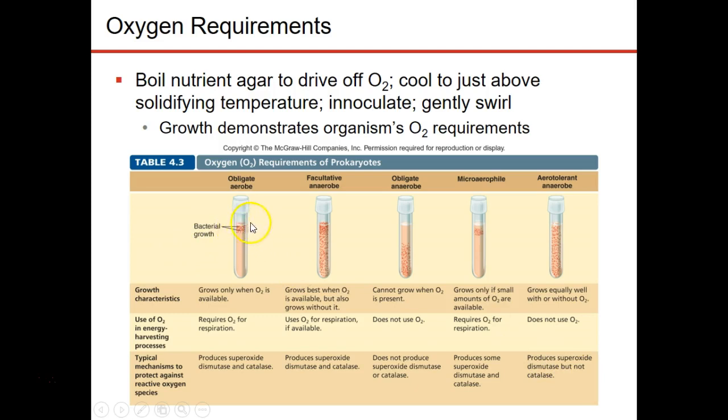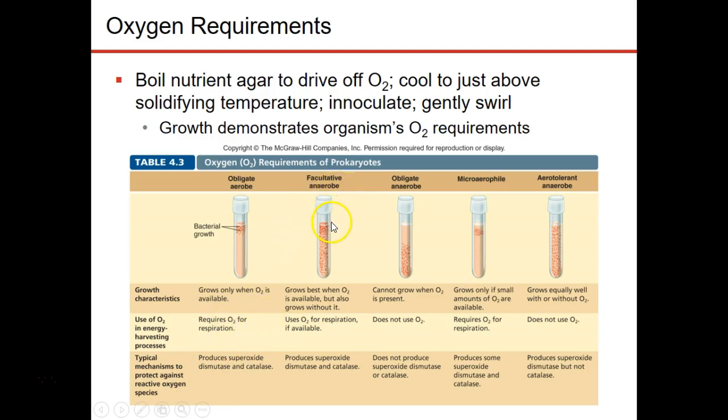Bacteria that grow at the top of the agar are going to be your obligate aerobic bacteria. Obligate aerobes need oxygen. They cannot survive without it. So if we were bacteria, we would be obligate aerobes. All animals are obligate aerobes. We need oxygen or we will die. So we're able to produce some superoxides as well as catalase. We produce hydrogen peroxide in our peroxisomes that protect us from oxygen.